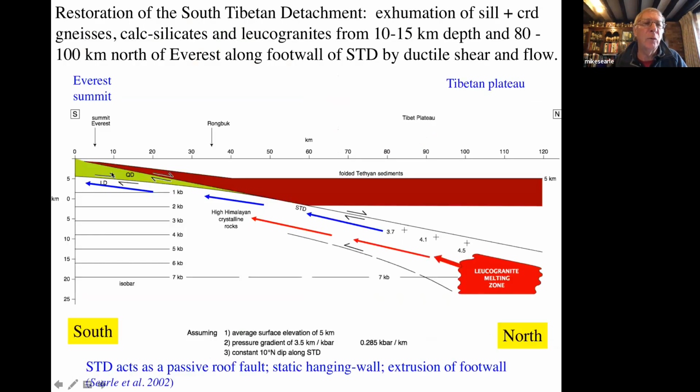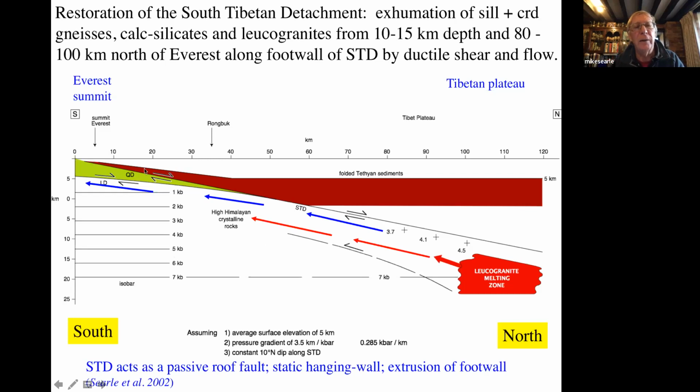So here is a reconstruction of Everest. The summit is right here. The Rongbuk Valley is here, going off into the Tibetan Plateau. We know that metamorphic samples taken from Everest Base Camp on the Nepal side of Everest are 3, 4, 4.5 kilobars, which if you reconstruct them, this is a very conservative reconstruction, depths of maybe 15 to 20 kilometers.